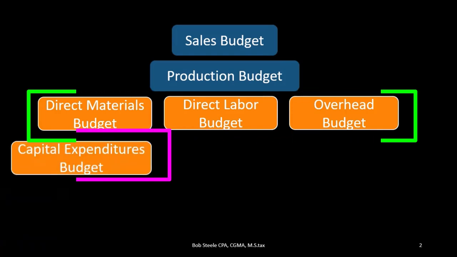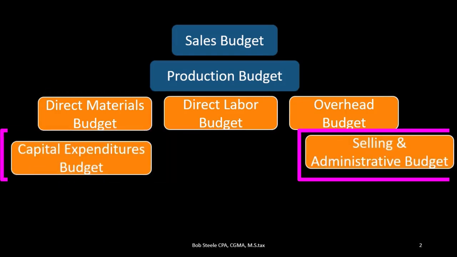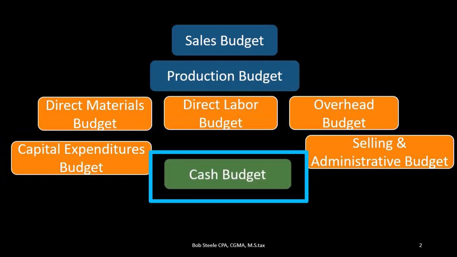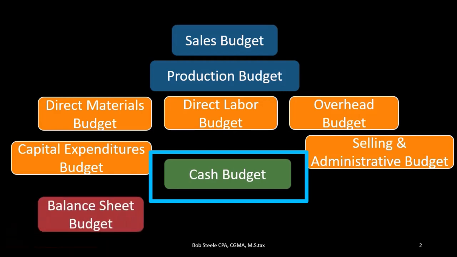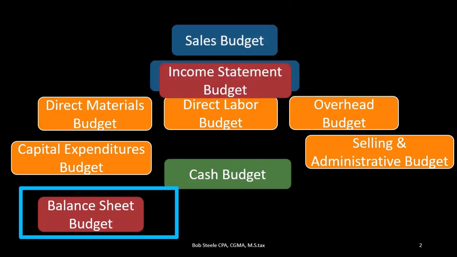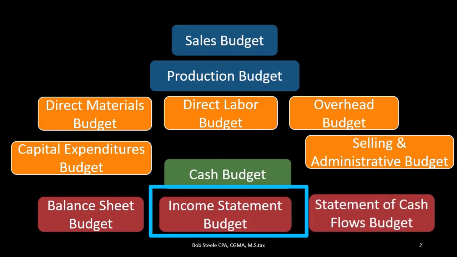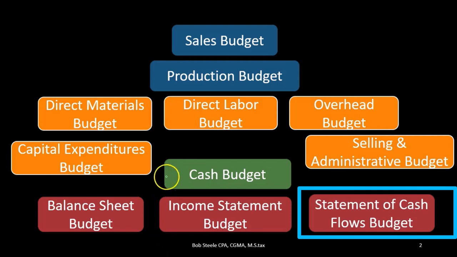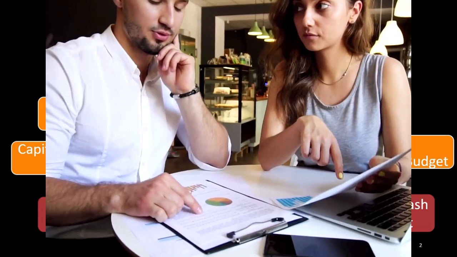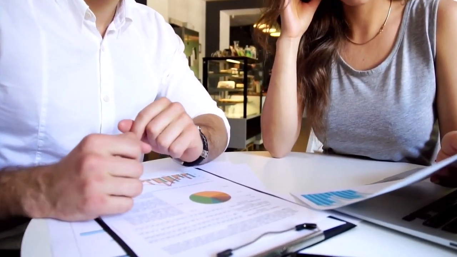Then we can move to the capital expenditures budget, the selling and administrative budget, and finally we go to the cash budget. The cash budget gives us that cash flow type budget, what's going to be the actual inflows and outflows of cash. Then we've got our financial statements, being the balance sheet and the budgeted income statement. So the budgeted balance sheet, the budgeted income statement, the budgeted statement of cash flows. So remember, when we think about the whole budgeting process for a master budget, we would start with the sales budget. We need to know that first. We're ending up, in essence, with the budgeted financial statements, the budgeted balance sheet, the budgeted income statement, and the statement of cash flows.